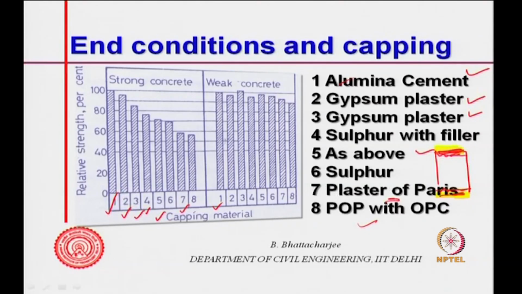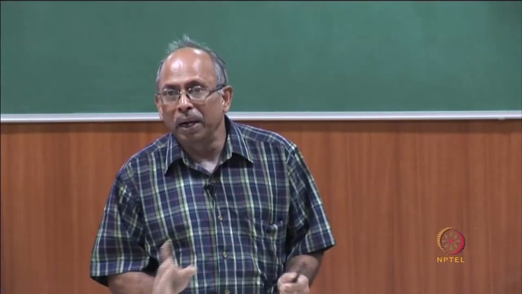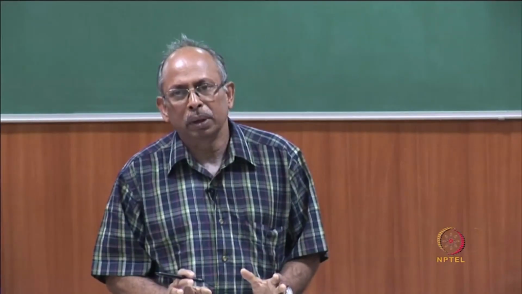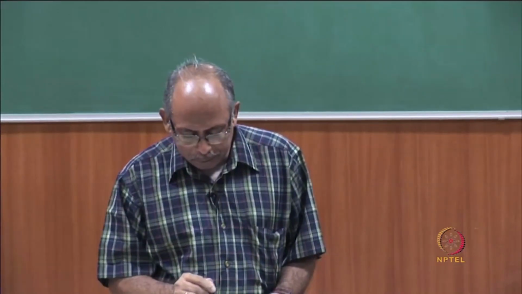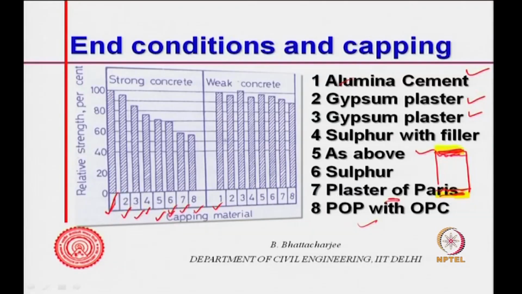So, plaster of Paris is this, ordinary Portland cement is here, 6 is sulfur, 5 was same as sulfur with filler and 6 is pure sulfur. So, you see if you have different capping materials, same cubes or same cylinder, if you look at relative strength, if I assume that high alumina cement gives me 100% strength, for strong concrete it goes on reducing with the capping material, and for weak concrete the effect is somewhat less, in fact you find slight increase. Well, this is a qualitative statement, I am not making a quantitative statement.